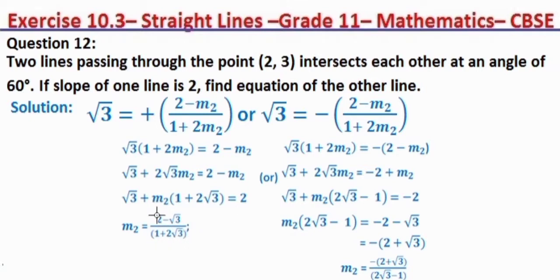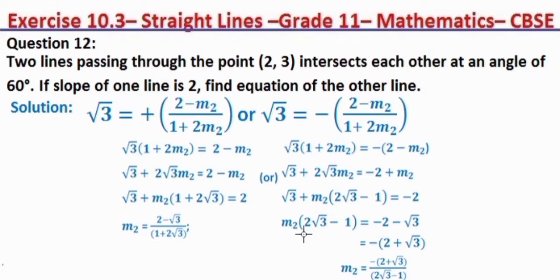This is one case when it is positive. If it is negative, the other case. Again in the same way, 1 plus 2 root 3 multiplying the left hand side of the equal symbol, the negative sign multiplying the right hand side. So minus into 2 is minus 2, minus into minus m2 is plus m2. Then transposing plus m2 to the left hand side, what happens? So m2 times (2 root 3 minus 1) is equal to minus 2.